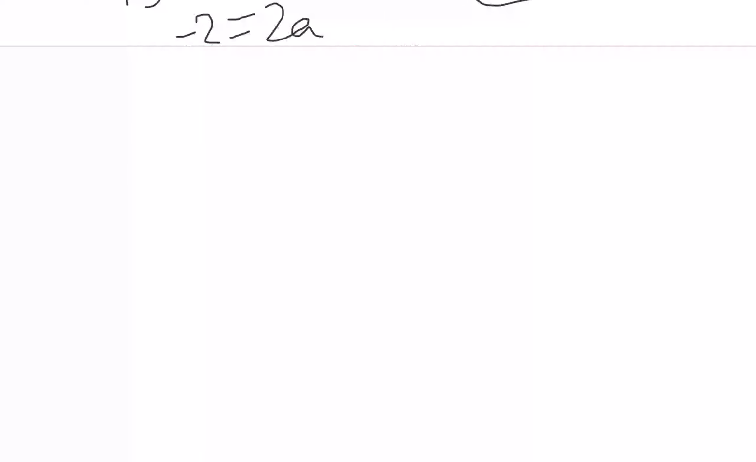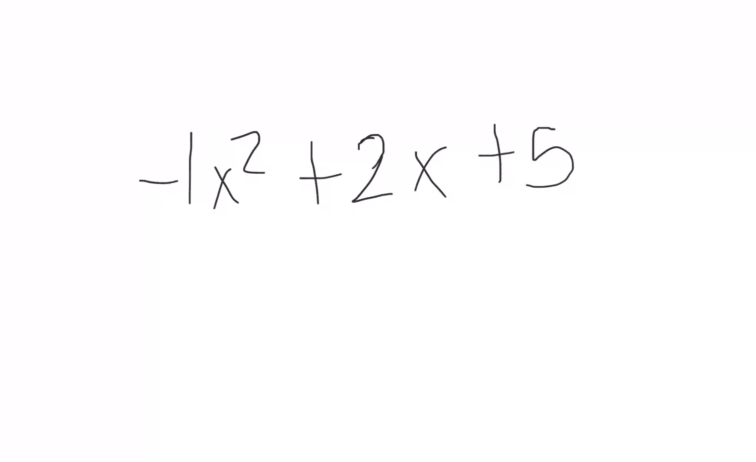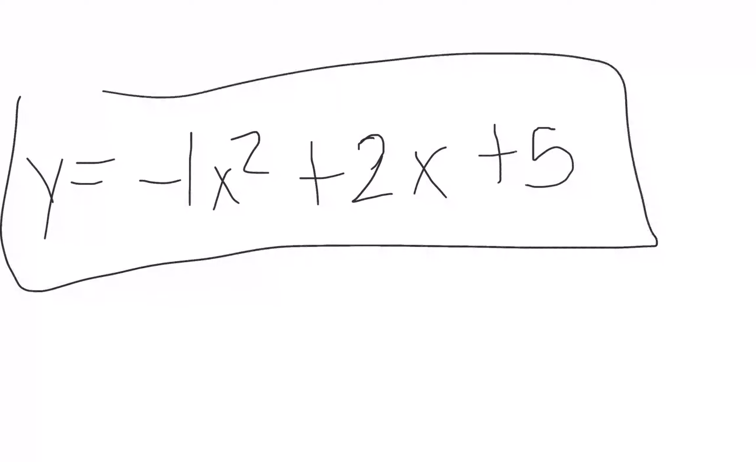So if we go further, our standard form would be negative 1x squared, plus 2b, whoops, not plus 2b, because that's what b was, plus 2x, plus 5, because that's what c was. So that would be my final equation.